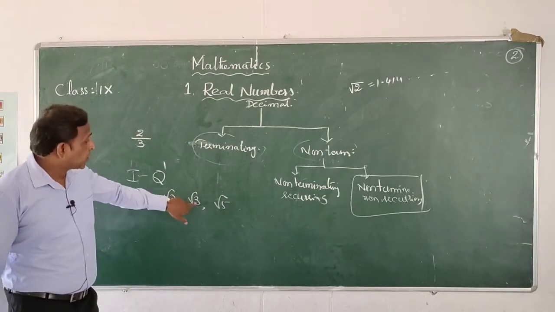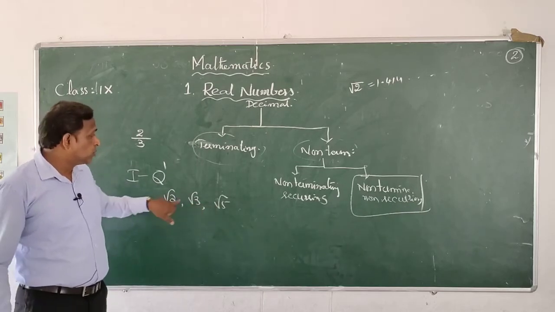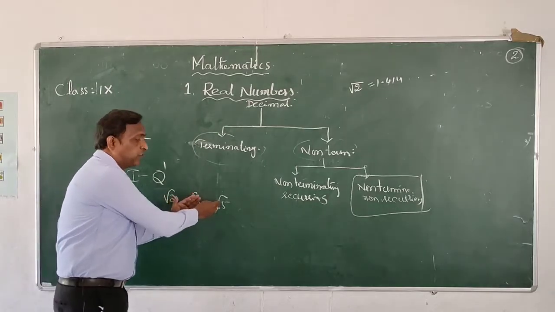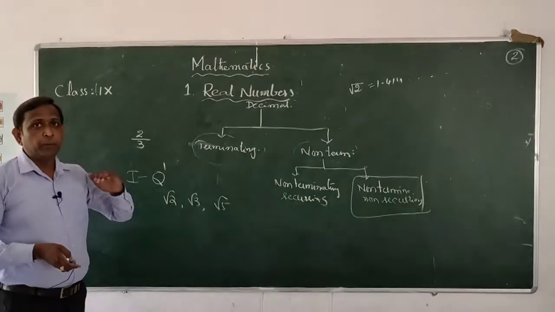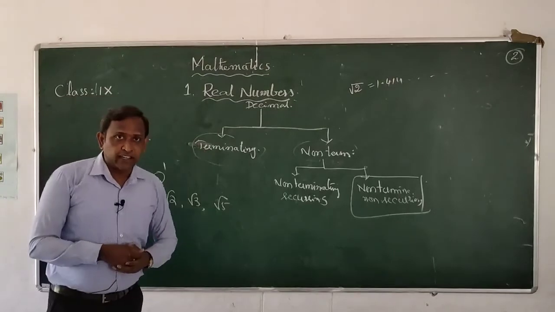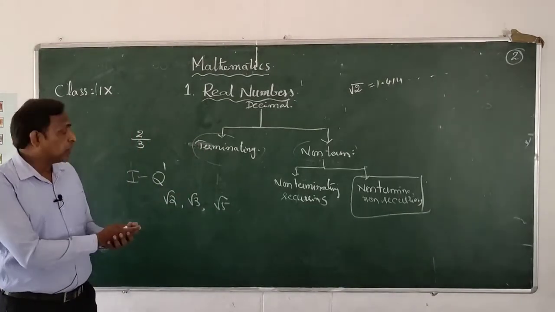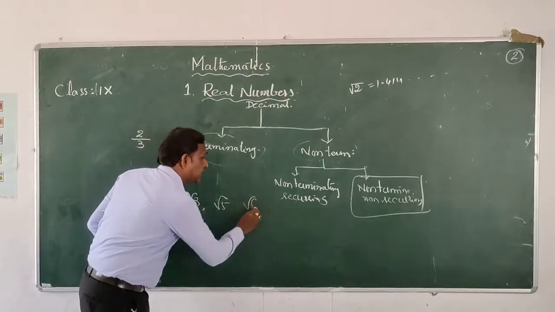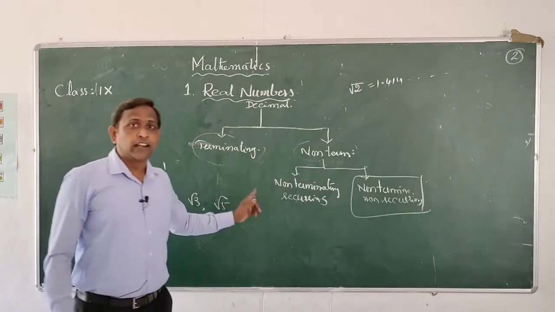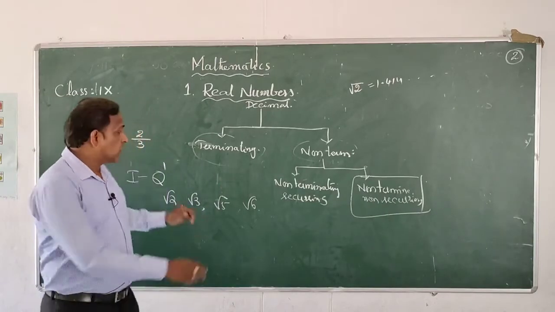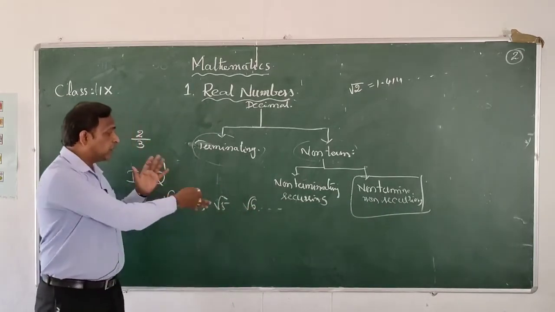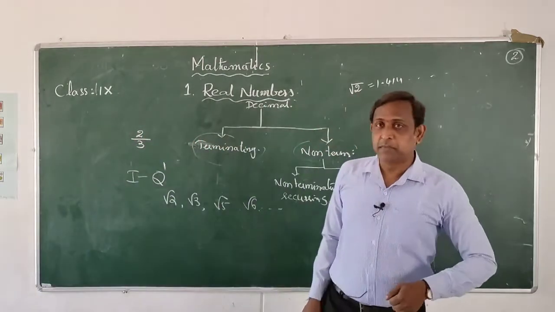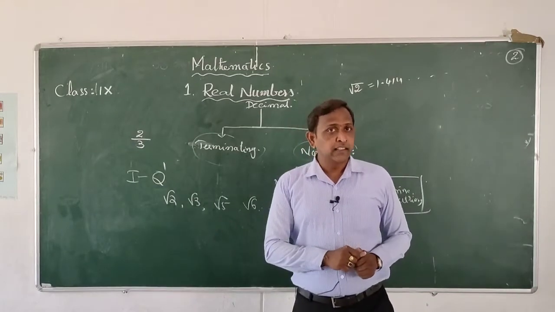But root 2, root 3, root 5: try to understand the common property of these 2, 3, 5. Those are prime numbers. So any prime under the root is definitely an irrational number. But I can't say that only primes work. If you take root 6, you will also get an irrational number. So if you evaluate all these, you will get non-terminating, non-repeating decimals, and those numbers are called irrational numbers.